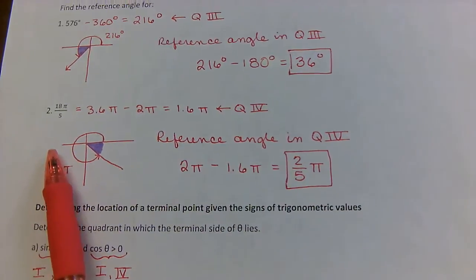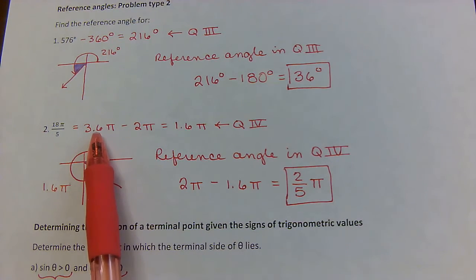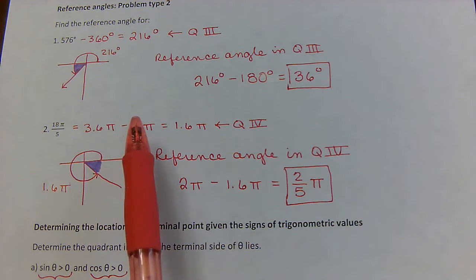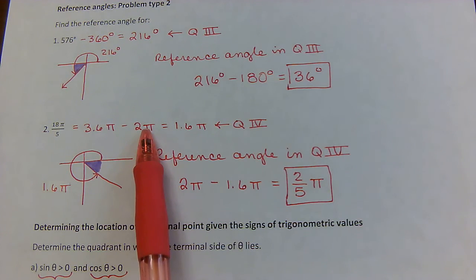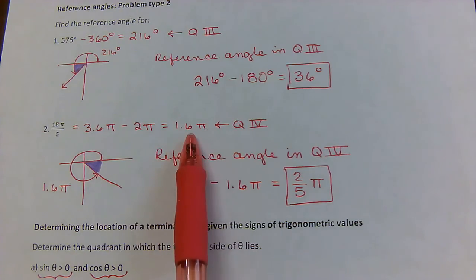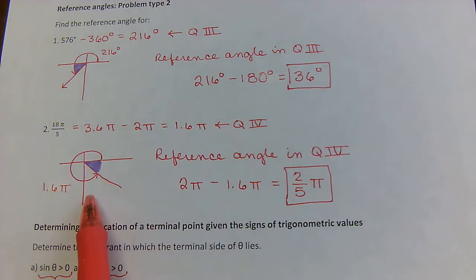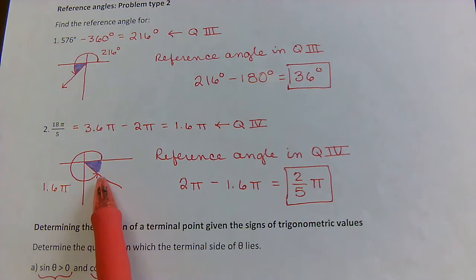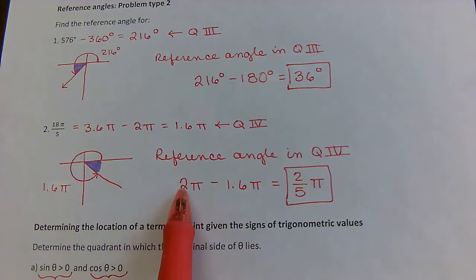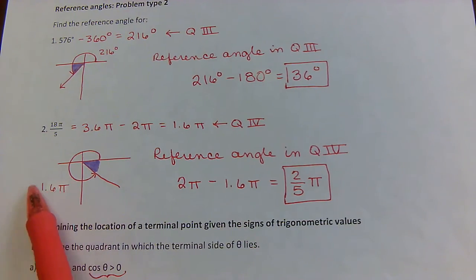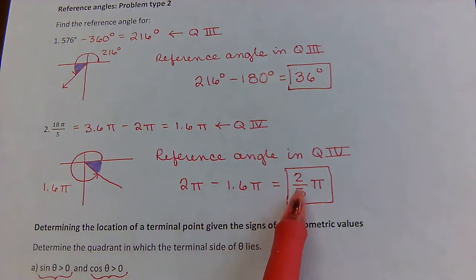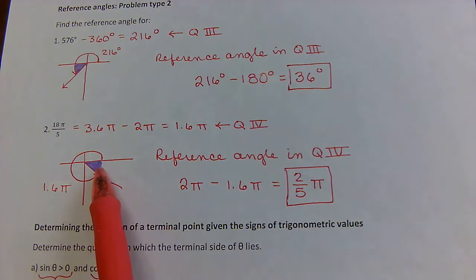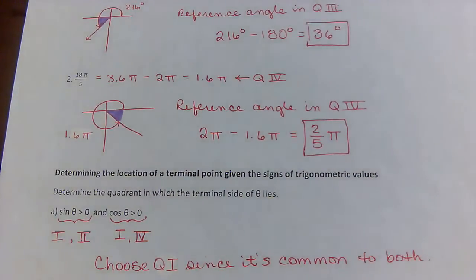Okay. For the second one, we are using 3.6 pi, which is definitely a coterminal angle. Make it into standard form by subtracting the 2 pi, and you get 1.6 pi. 1.6, remember, that's more than 1.5, but less than 2. So you're going to be in quadrant 4 here. In order to get the reference angle in quadrant 4, we want to say 2 pi minus the angle that we're given in standard form, and that will be the answer of your reference angle, the part that's in purple.